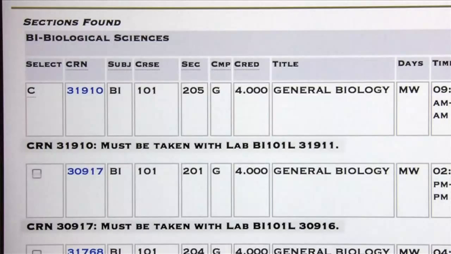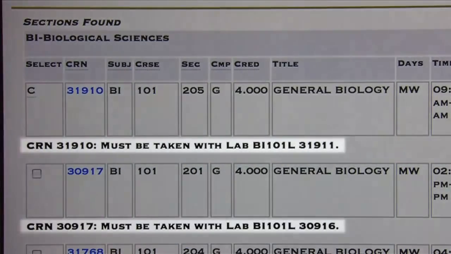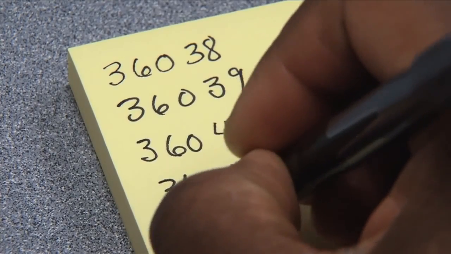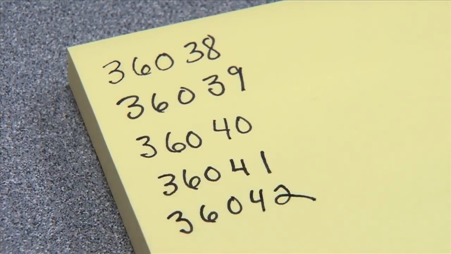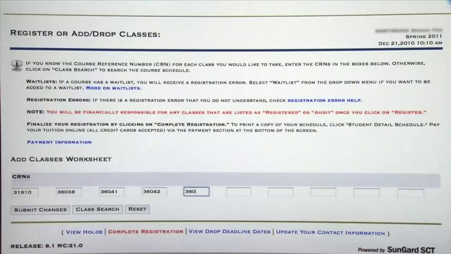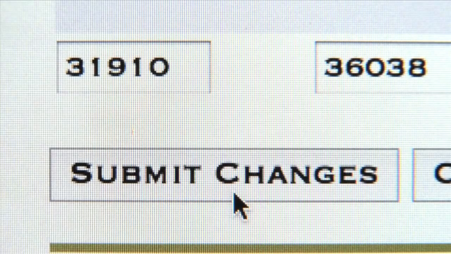Once you have found a class in which you want to waitlist, make a note of the class CRN. If the class has a co-requisite, like many of Montgomery College's biology and chemistry courses, you will also need to make a note of the CRNs for the co-requisites. Once you have the CRNs for the class in which you want to waitlist, you will need to enter them in the boxes at the bottom of the main registration screen. Then click on Submit Changes.